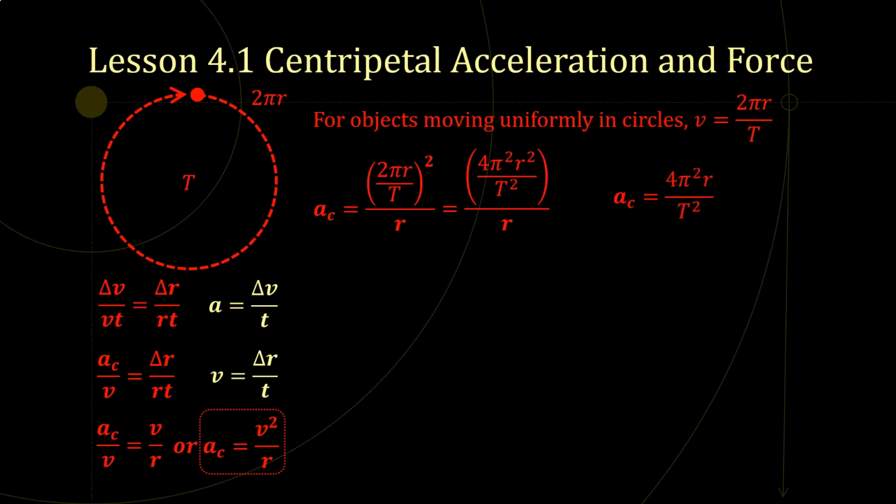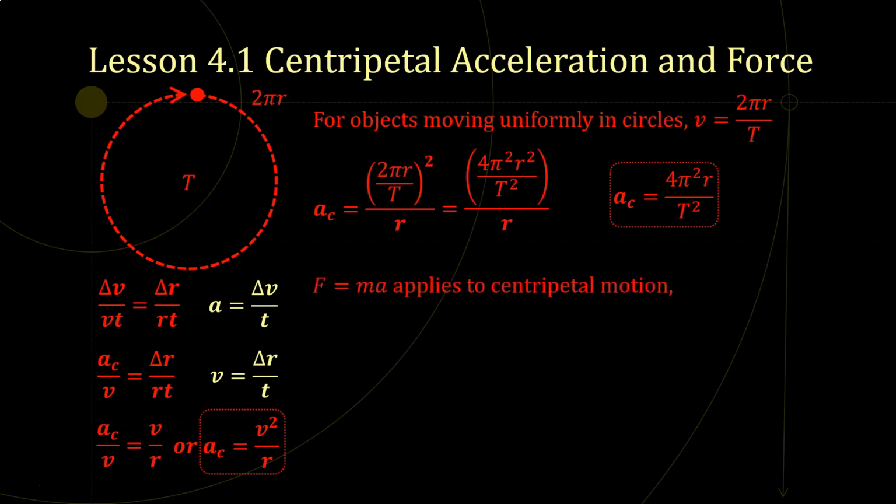And that gives another expression for centripetal acceleration. Notice this one has the period instead of the velocity. By just knowing how long it takes the object to make one complete revolution around the circle, I can calculate the centripetal acceleration. I have to know the radius as well, but it's 4 pi squared r over t squared. And that's another important equation for centripetal acceleration.